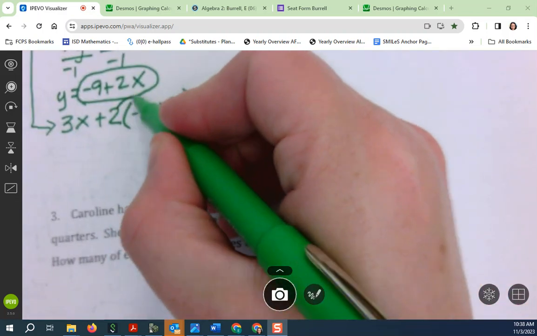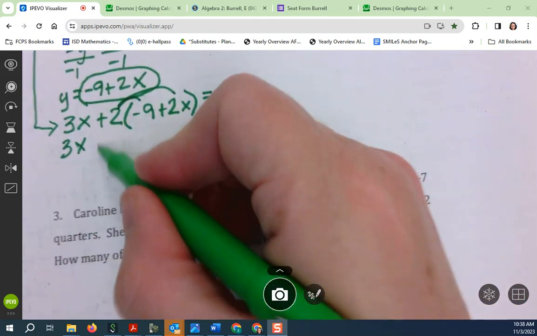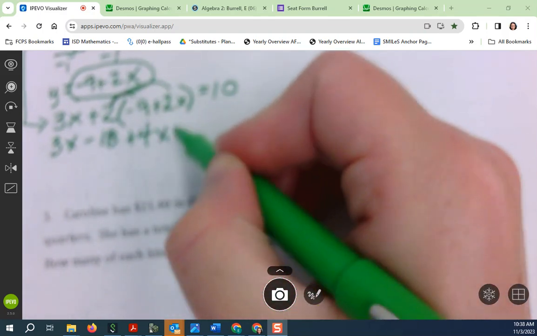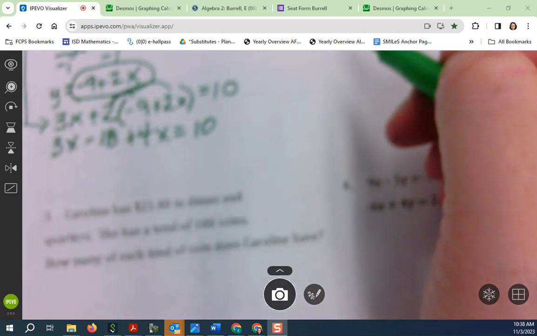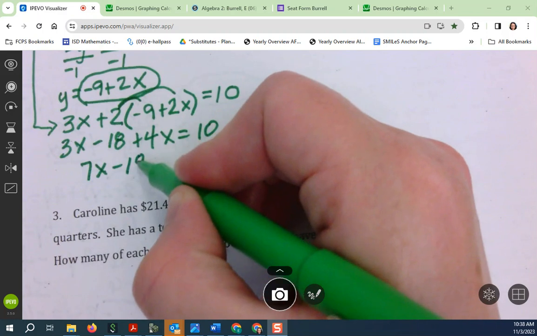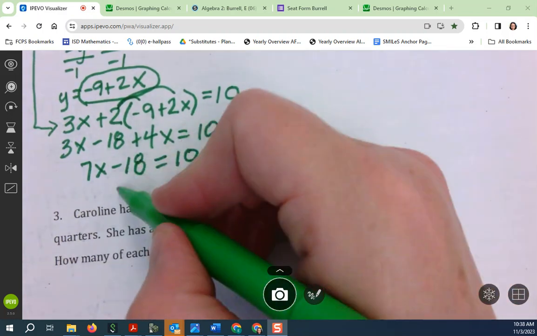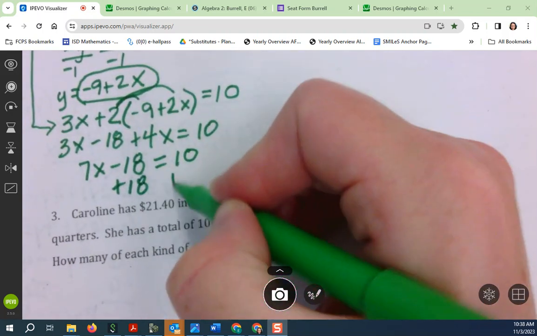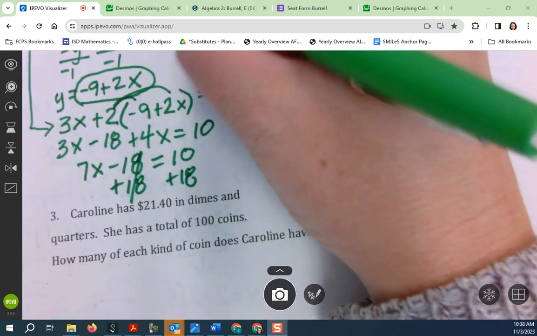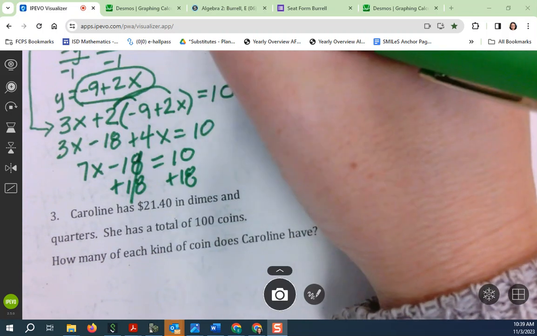So we're going to next distribute the 2. So we have 3x minus 18 plus 4x equals 10. Combining like terms, I get 7x minus 18 equals 10. And then add 18 to both sides. And now I have 7x equals 28. And dividing by 7, I get x equals 4.